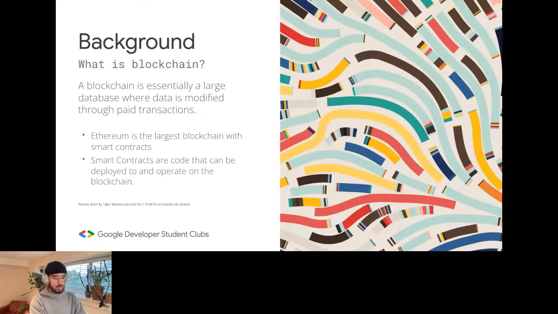Smart contracts are very similar to Java's classes. It's pretty much object-oriented programming. These smart contracts are code that you write and deploy to the blockchain. So they operate on the blockchain, meaning the variables are stored in the database, and this code tells people how they can interact with those variables. So it's just like putting a class on the blockchain.